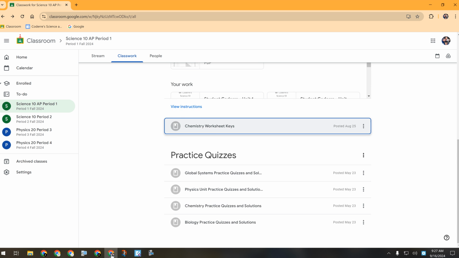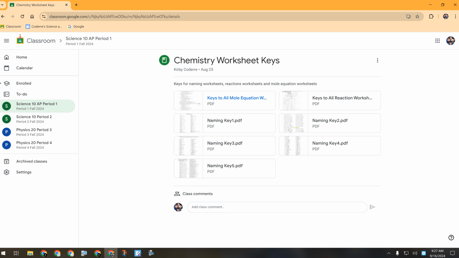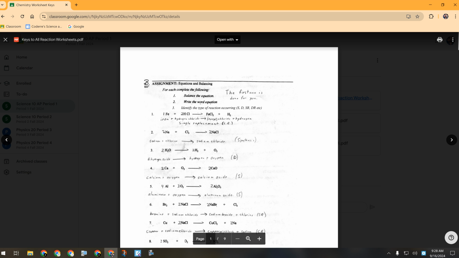If you go to chemistry worksheet keys, you will see all those naming keys that we did before. This file here has the keys to all the reaction worksheets. And this one for all the mole equations, but we're not there yet. If you click on that, it'll take you to this PDF where you have my ugly handwriting, but they're mostly right. So you can always check your work as you go, if you're doing some practice at home.